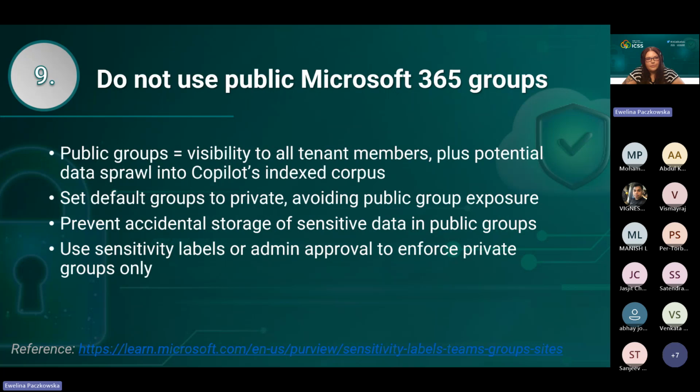Okay, so tip number 9, do not use public M365 groups. Essentially, public groups allow visibility to all tenant members. Plus, there's always that potential of data sprawl into Copilot's index corpus and so on. Even though your groups might be private, you can still add, let's say, people from outside of the organization to those groups as well. So again, it's just to prevent any accidental storage of sensitive information in those public groups.